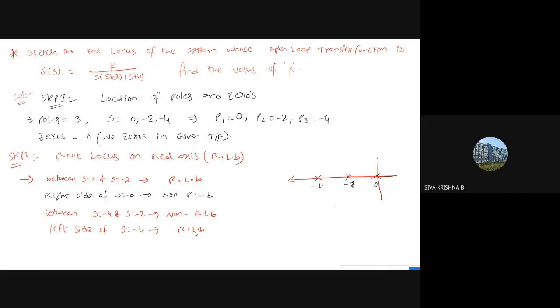You can write with clear-cut information, go through the textbook on how to write the matter. Completed? Yes, sir. Next step, we'll find the angle of asymptotes. Before that, what is the number of asymptotes?